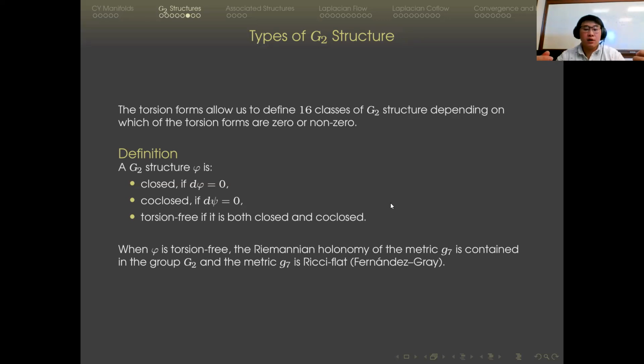Those are the ones where, for the metric obtained from the G2 form, we can get the Levi-Civita connection, and the three form is parallel with respect to its Levi-Civita connection if it's torsion-free. We also get that the Riemannian holonomy of the metric is contained in the group G2, and the metric is Ricci flat. So the torsion-free G2 structures are sort of the ones that we care about in that sense.